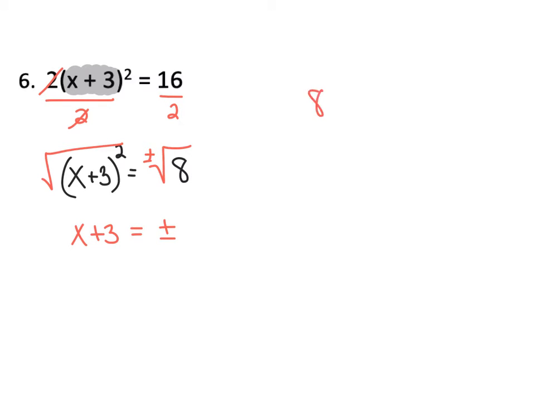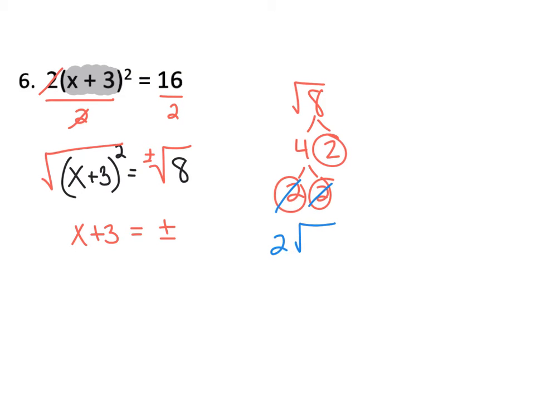I know I can break down the square root of 8. That's going to be 4 and 2, 2, and 2. So I have 1 pair of 2's. That one comes on the outside. My leftover 2 here, oops, I didn't mean to erase that. I meant to highlight it. That 2 stays under my square root sign. So this would be plus or minus 2 root 2.